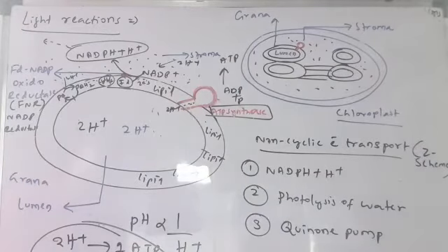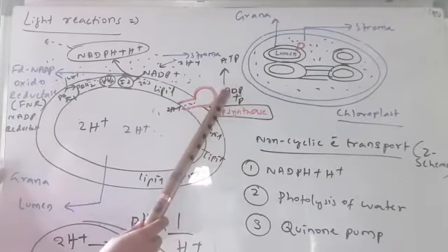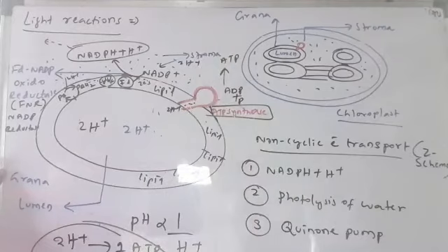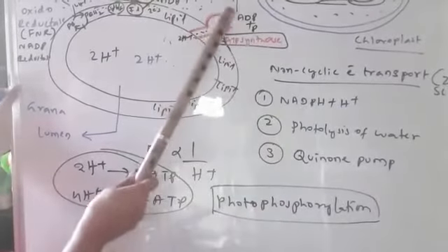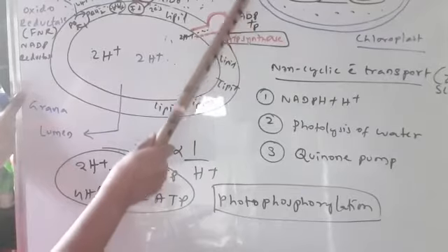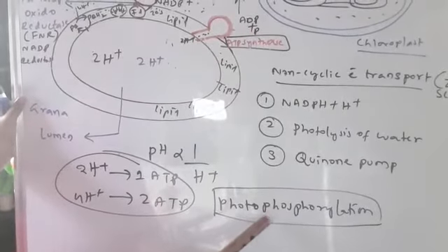In the presence of light, the addition of phosphate to ADP to form ATP is known as photophosphorylation. In the presence of light, ADP combines with the phosphate to form ATP. Such a process is known as photophosphorylation.